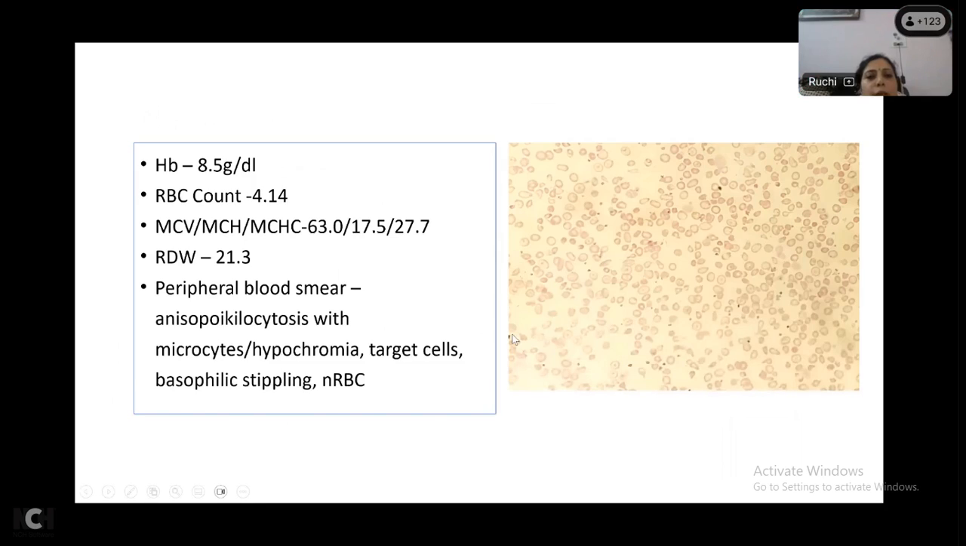Okay. So then the CBC findings are hemoglobin. Again, we have a moderate anemia, 8.5 hemoglobin. RBC count is on the higher side. Indices are reduced, 63 MCV, 17.5 is the MCH and 27.7. RDW is high, which is apparent from the smear. RDW is telling you that there is a lot of anisopoikilocytosis. We have microcytes, hypochromic cells, and then we have a lot of target cells. NRBC, I'm not sure is visible in this field, but these were the findings of this particular case.